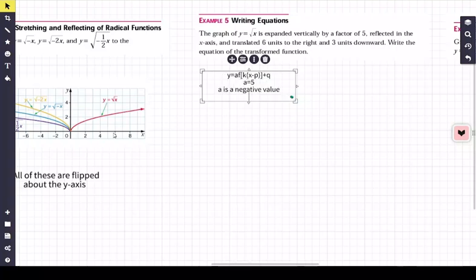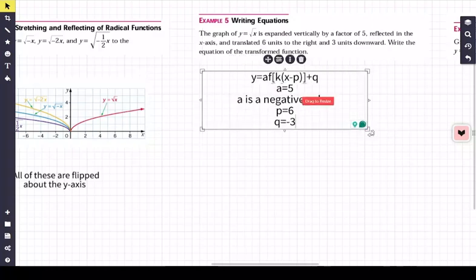Translated 6 units to the right. So p would be 6, because x minus 6 is actually 6 units to the right. And then 3 units downward, so q equals negative 3. So finally, we'll go ahead and fill it in.